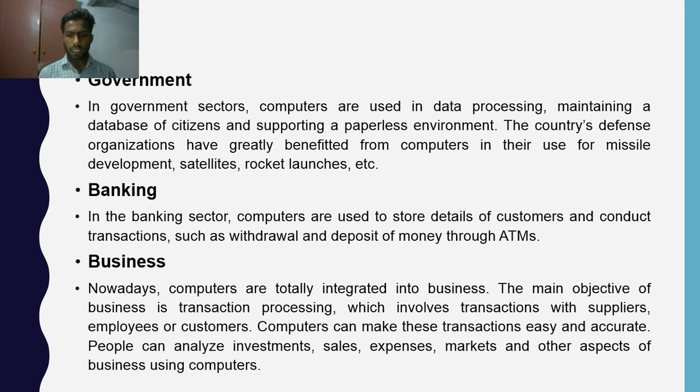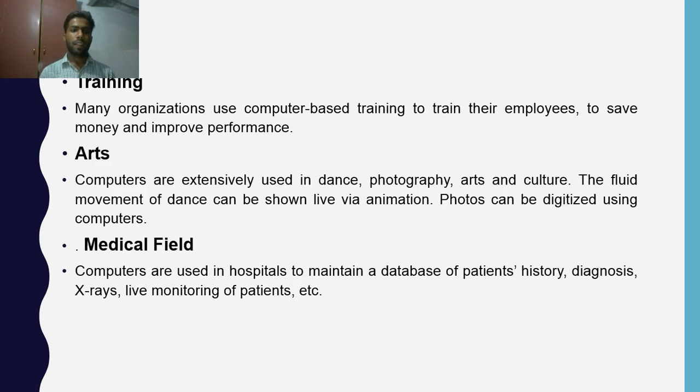Business. Nowadays, computers are totally integrated into business. The main objective of business is transaction processing, which involves the transactions with suppliers, employees, or customers. Computers can make these transactions easy and accurate. People can analyze investments, sales, expenses, markets, and other aspects of business using computers. Training. Many organizations use computer based training to train their employees to save money and improve performance. Arts. Computers are extensively used in dance, photography, arts, and culture.